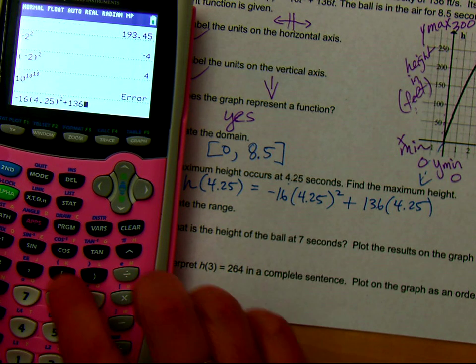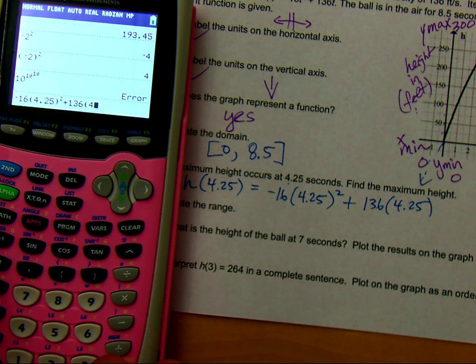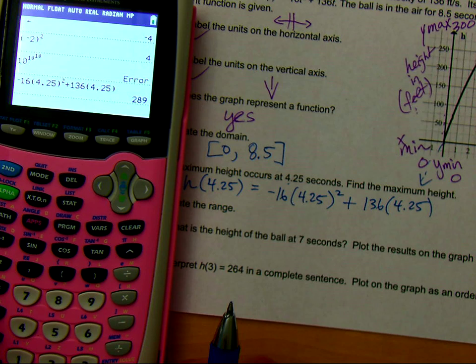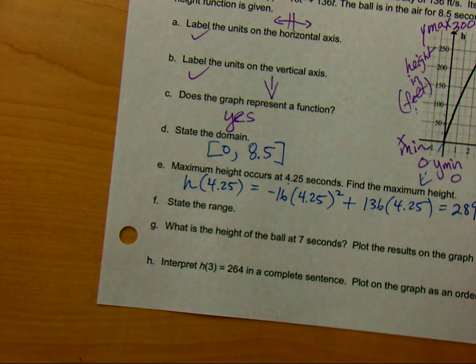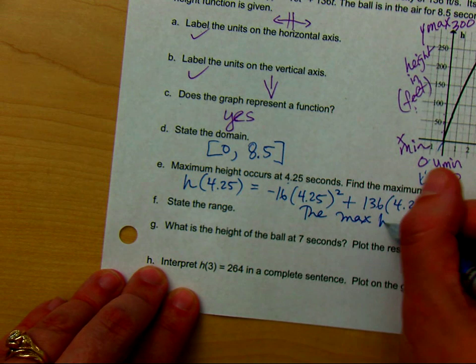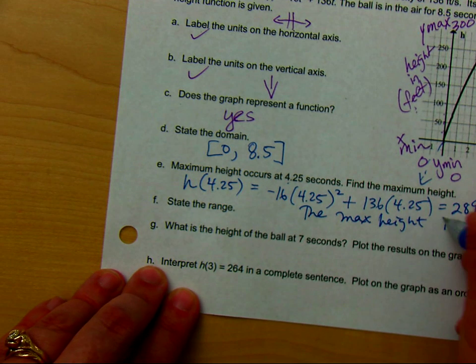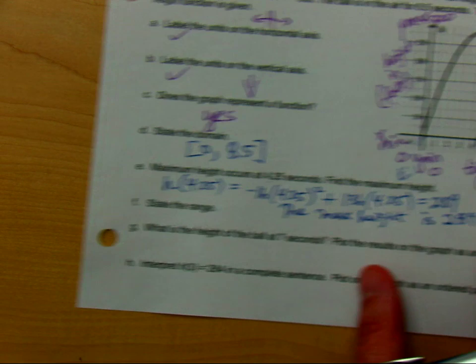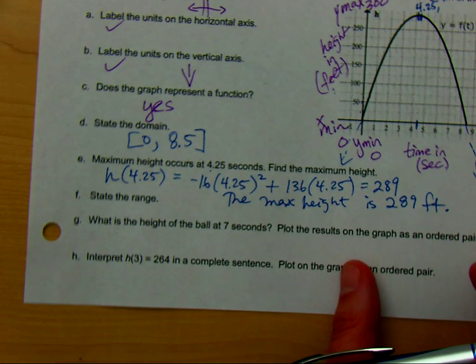Good job finding my mistakes. 4.25. You're right. I wasn't even exactly at the top when I had 4.5, so that didn't make any sense. Okay, now I push enter, and I get 289. So that means the maximum height is 289 feet.